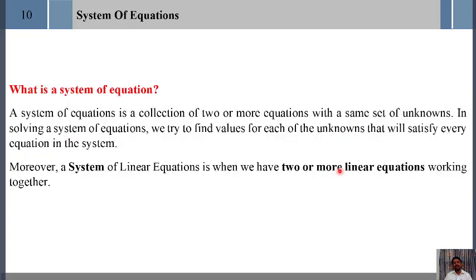What is a system of equations? A system of equations is a collection of two or more equations with the same set of unknowns. In solving a system of equations, we try to find values for each of the unknowns that will satisfy every equation. Moreover, a system of linear equations is when we have two or more linear equations working together.